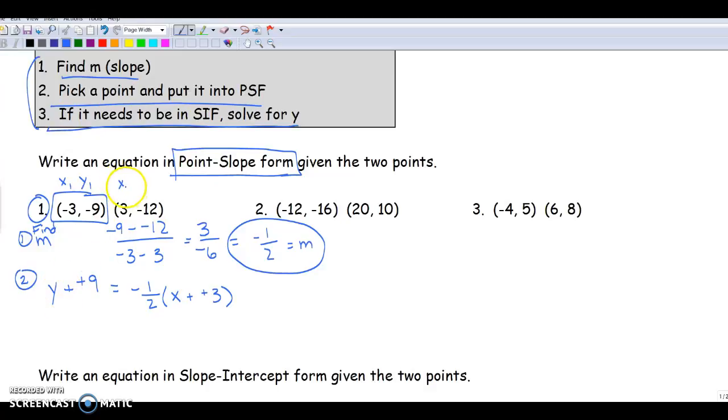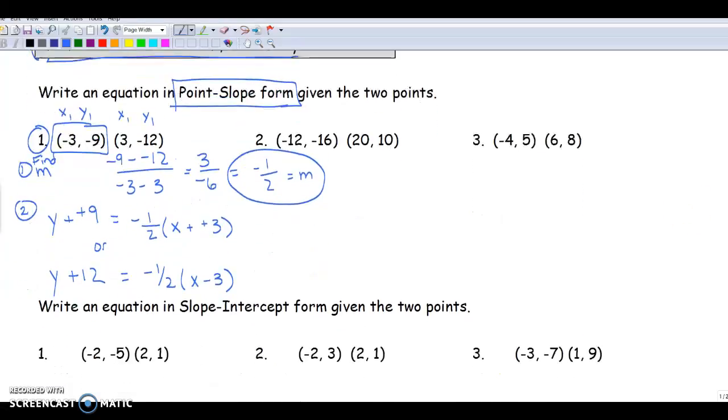If you had chosen the other point, the other possible answer would have been y minus y1, y minus -12, or y + 12, equals your slope, -1/2, and then x minus 3, x minus x1. And that would have been a possible answer as well. So there's going to be 2 possible correct answers. And we did one exactly like this in the day 4 notes.